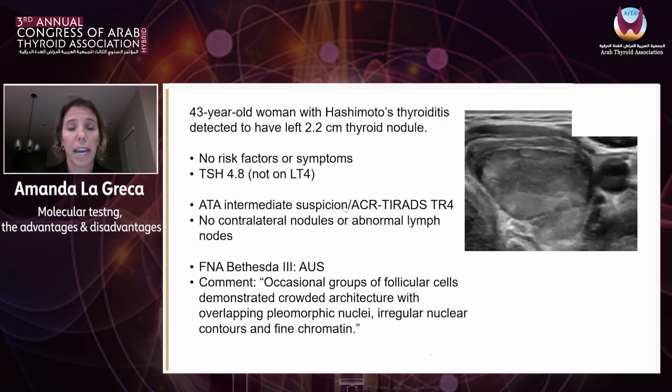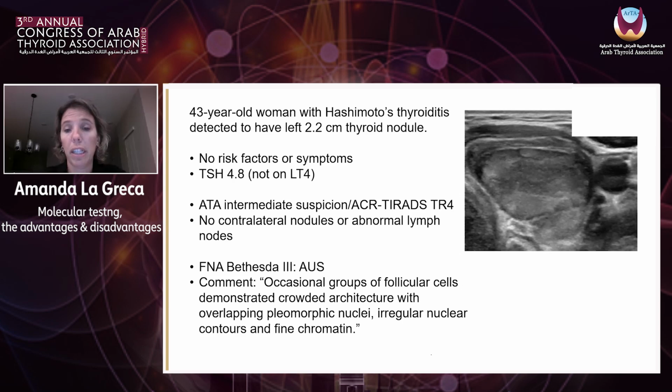So I'm going to start with a case. This is a 43-year-old woman with Hashimoto's thyroiditis who was detected to have a left 2.2 centimeter thyroid nodule, and the picture is right here at the right corner. This patient had no risk factors or symptoms. Her TSH was 4.8, and she was not on levothyroxine supplementation.